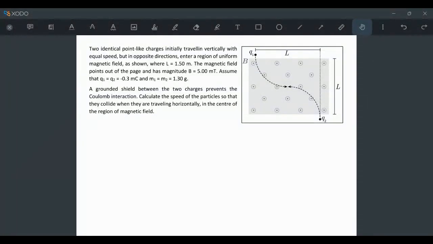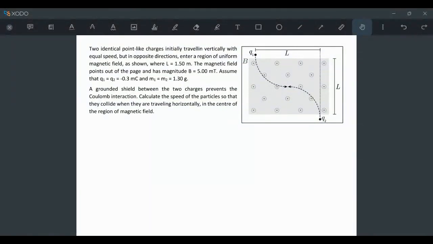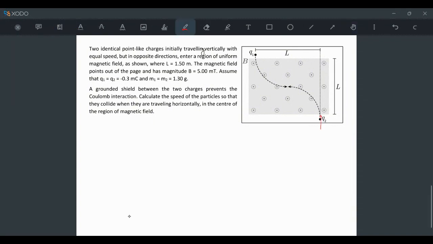Okay, so this is going to be our final problem. Pretty similar. We have charges moving in a magnetic field again. What we're told is we have 2 identical point-like charges. They are initially traveling, there's another typo, vertically with equal speed. So the initial velocity for each of them looks something like this.